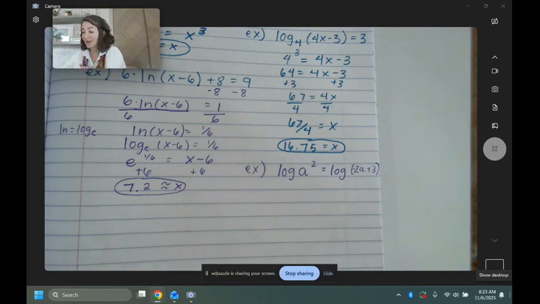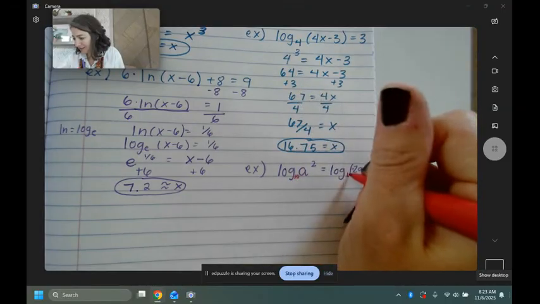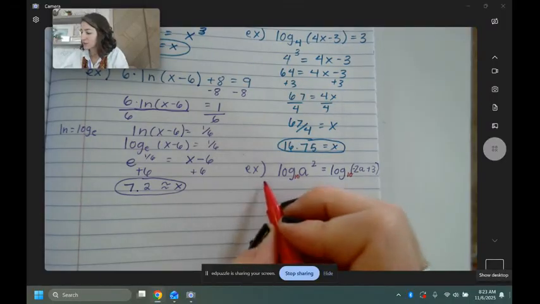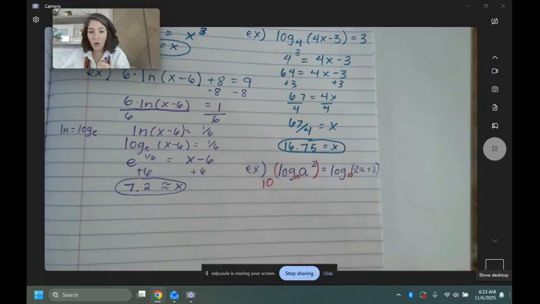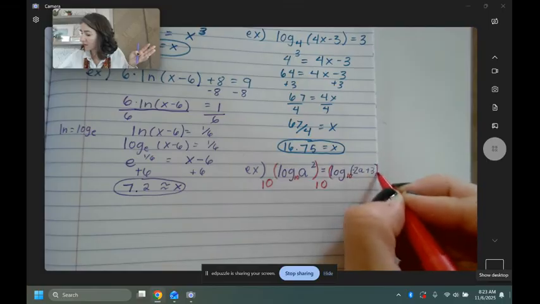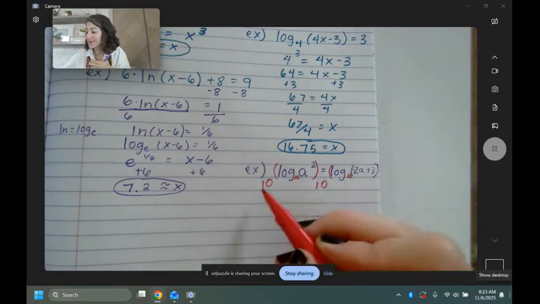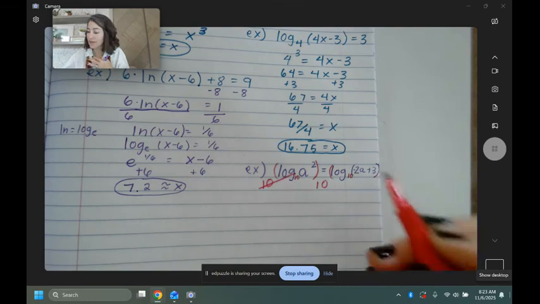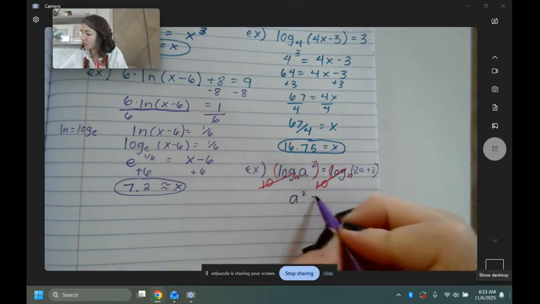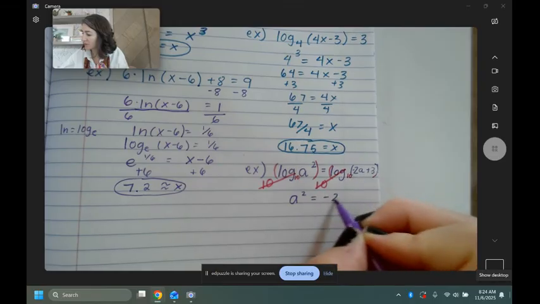if I take my base number, which in this case is 10, because there's nothing there, and I raise both sides of the equation to 10, that will cancel out the logarithm. It looks like this. So 10 raised to all of this, and what I do to one side, I must do to the other. What that will do is cancel the log on this side and cancel the log on this side because the bases match. And then you're going to be left with a squared equals negative 2a plus 3.